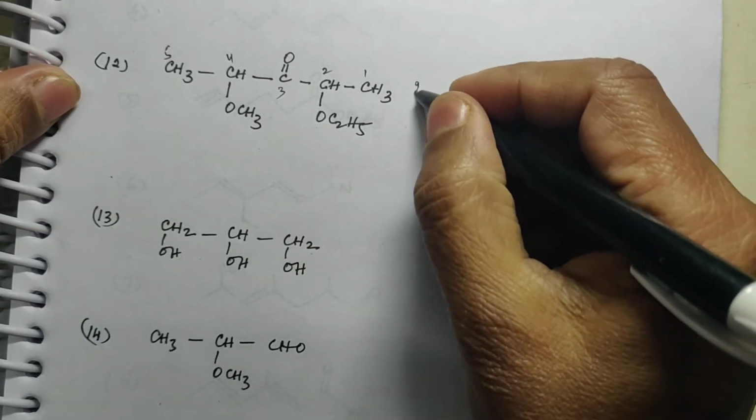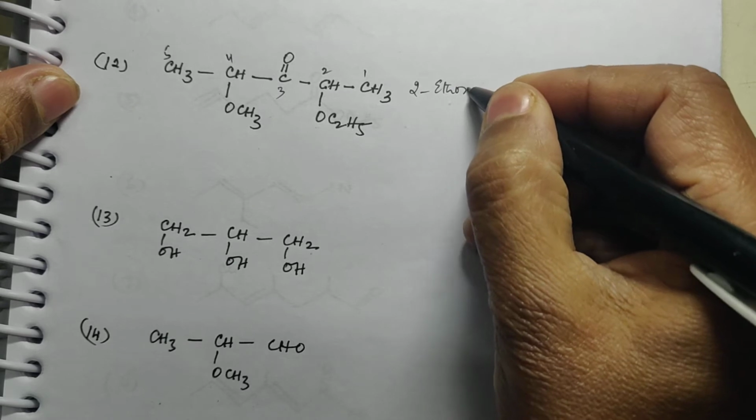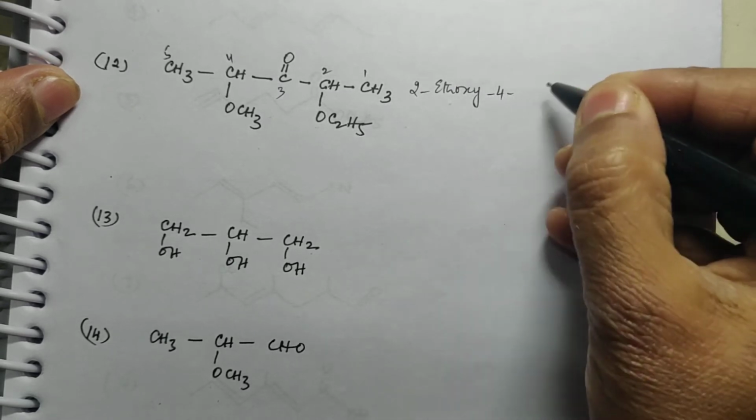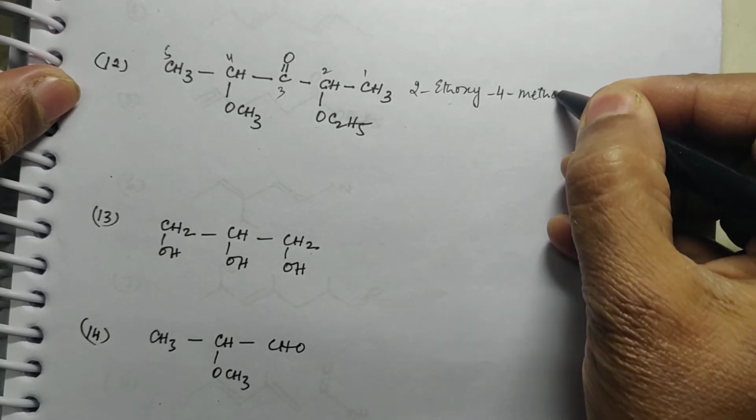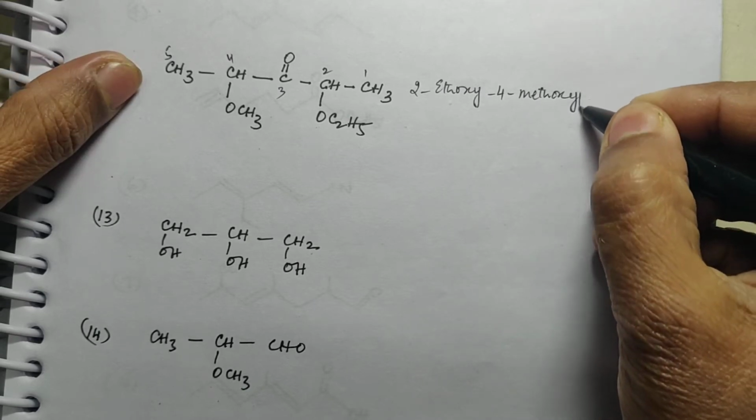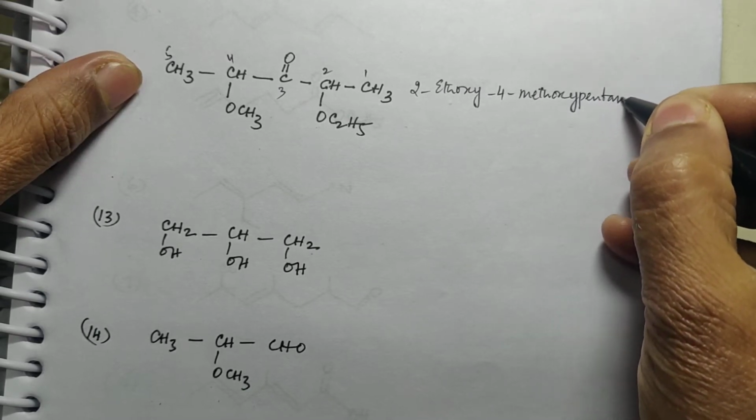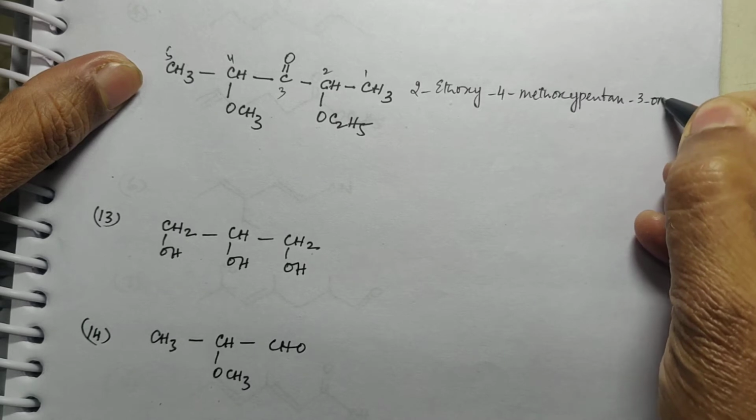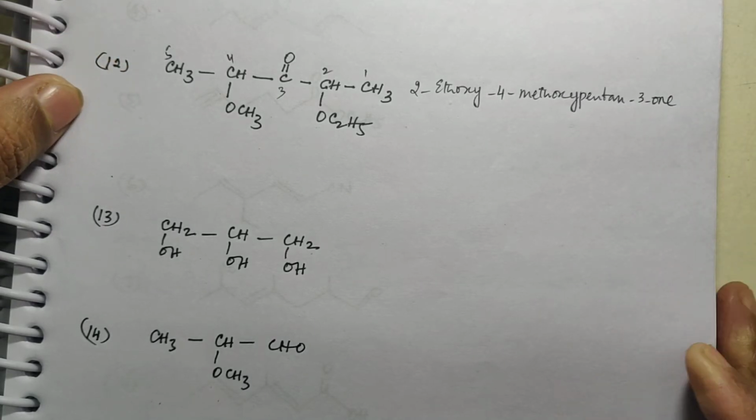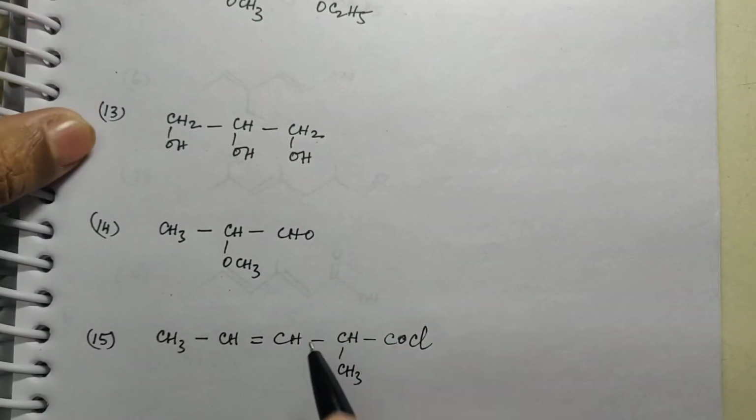So this will be 2 ethoxy, then 4 methoxy. It's a 5 carbon chain. It is pentan-3-one. This is how you will write. Then look at the next one.